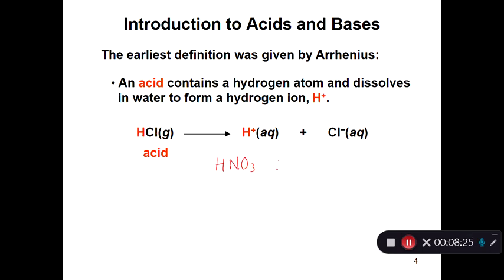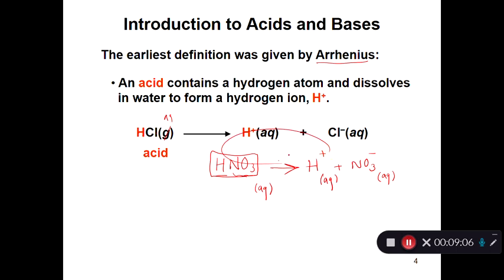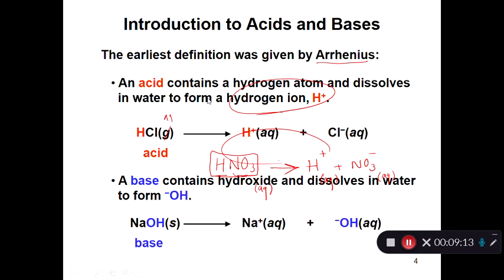Like this example, if I write the products based on the Arrhenius theory, acids are going to produce H plus and the rest of the compound is going to be negative. H plus dissolves in water, NO3 dissolves in water. Nitric acid, HNO3, dissolves in water. We may also write HCl aqueous. So no worries about that. The definition means they can dissolve hydrogen in the water.